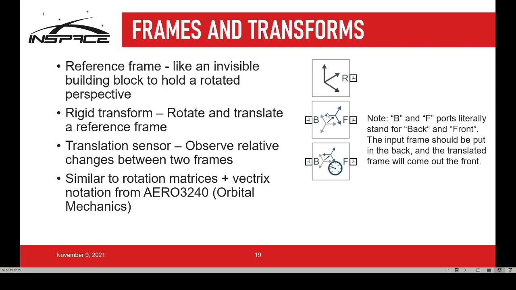Another thing with these and a lot of the other blocks, B and F basically mean back and front. The back you want to point towards the world frame and the front away from the world frame. So that's just the orientation. Otherwise your transforms are going to be backwards.